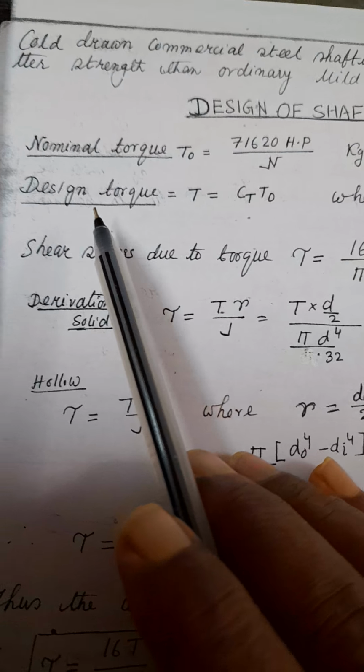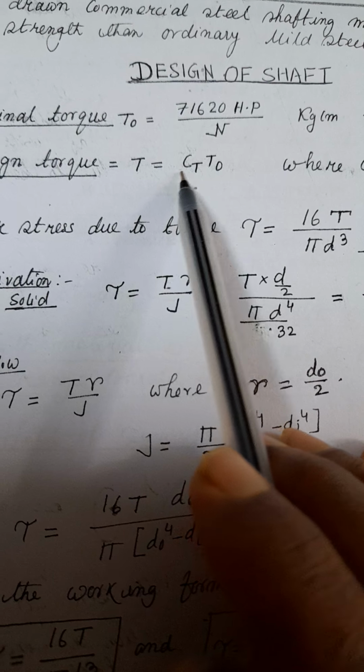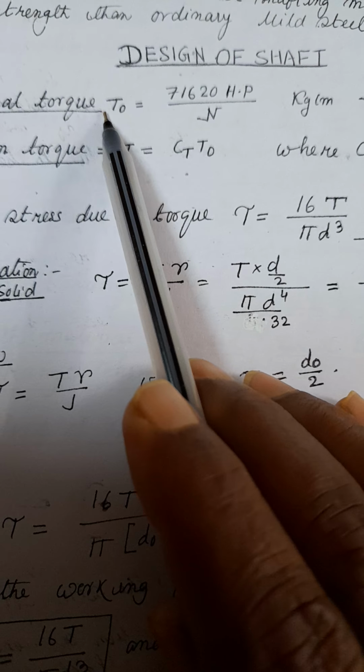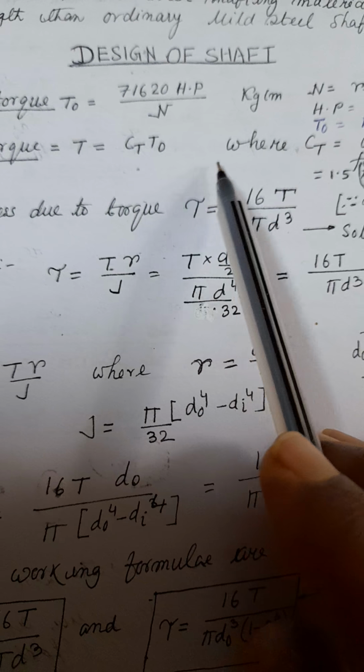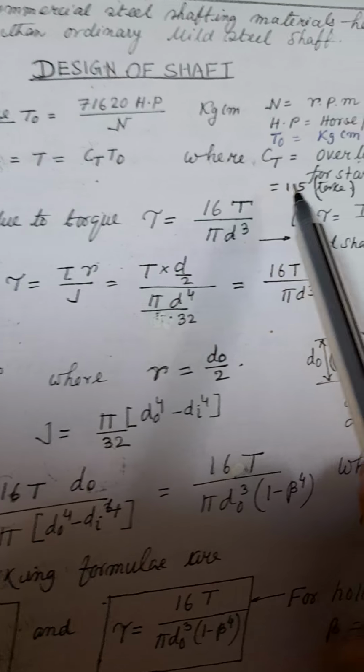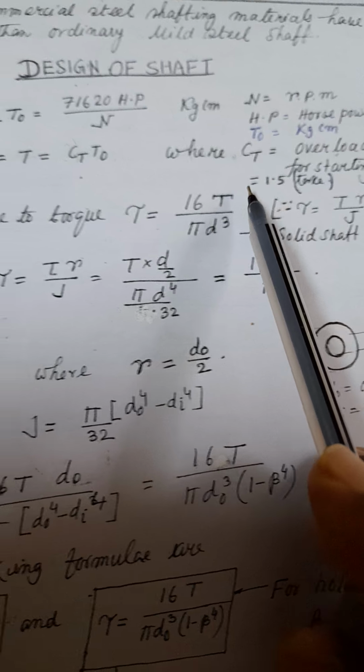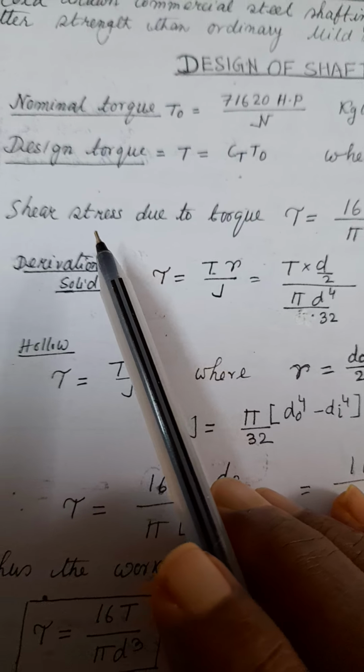Now the design torque will be equal to some constant CT into T naught, the nominal torque. So this CT, you can take it 1.5, no problem.